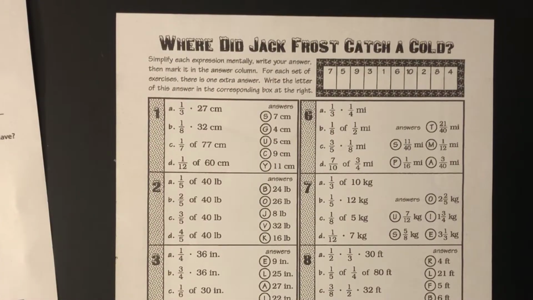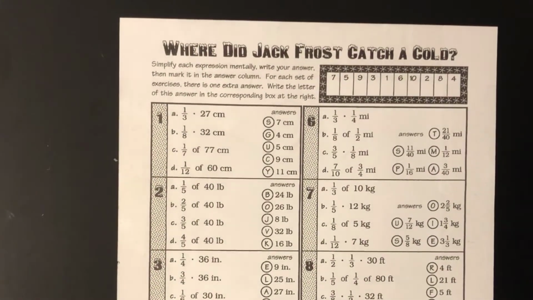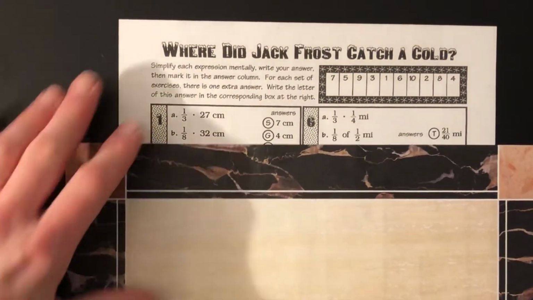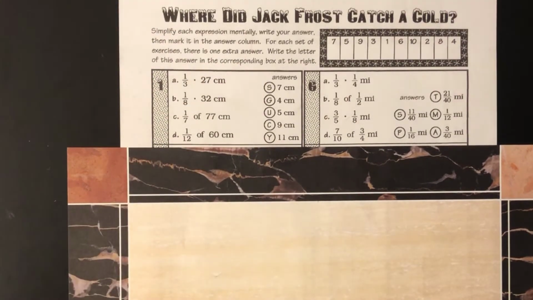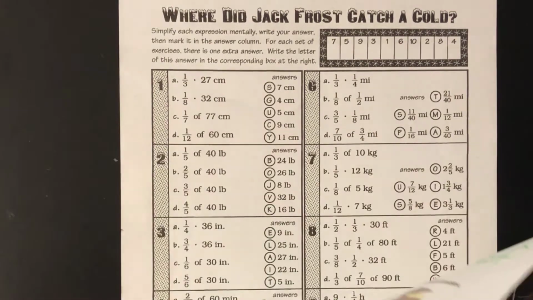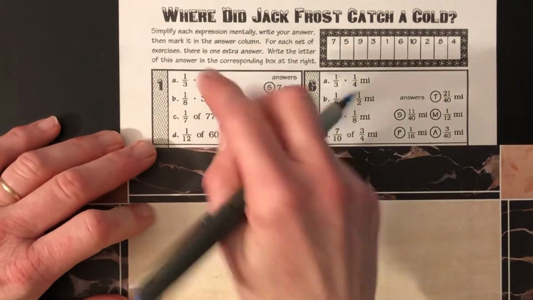This is kind of fun. It breaks it down. You get a lot of practice at multiplying a fraction times a whole number. Where did Jack Frost catch a cold? We will multiply these out and we will figure out how to solve them. Let me get a scrap paper. Here is my trusty scrap paper. Don't you love it? All right, we'll start with number 1.